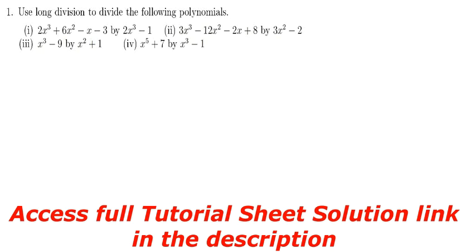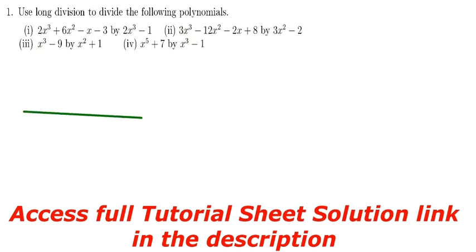So let's begin our discussion with this first question, which is saying use long division to divide the following polynomials. So the first question is 2x to the power 3 plus 6x to the power 2 minus x minus 3 by 2x to the power 3 minus 1. So we want to use the long division method to divide this.